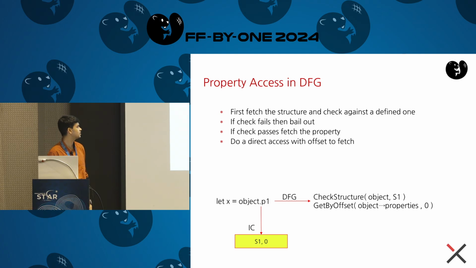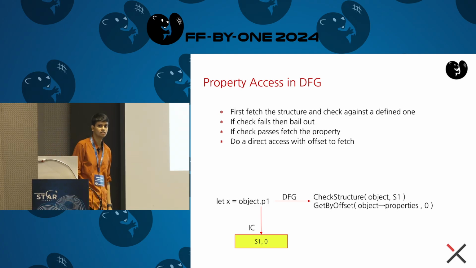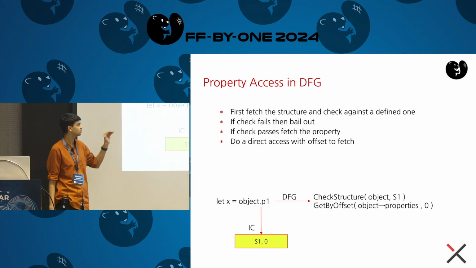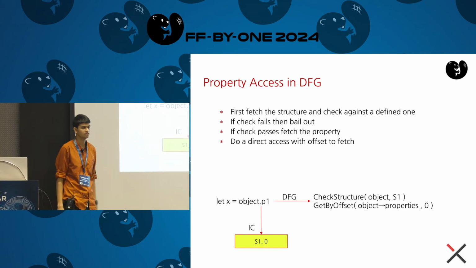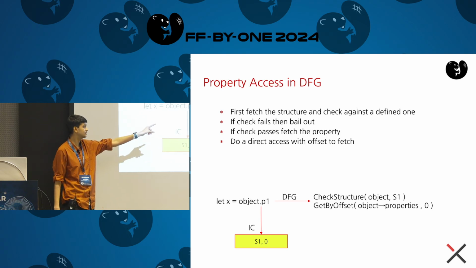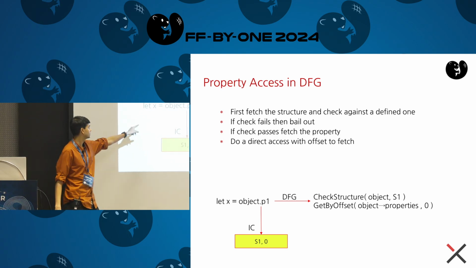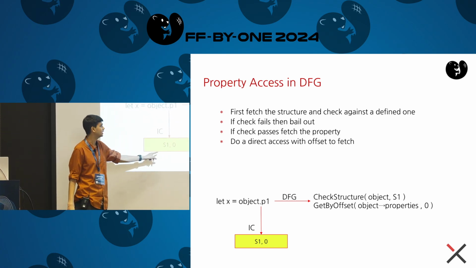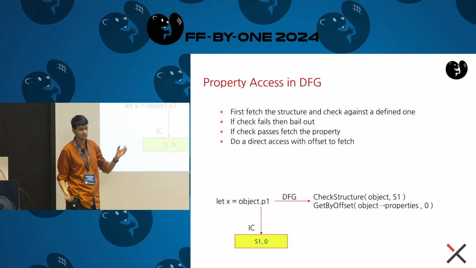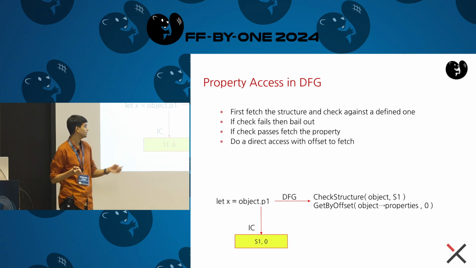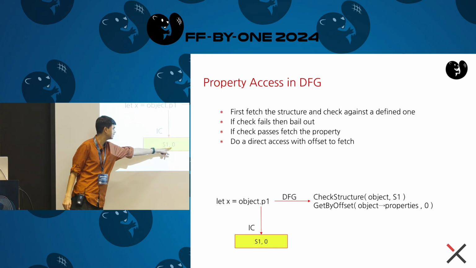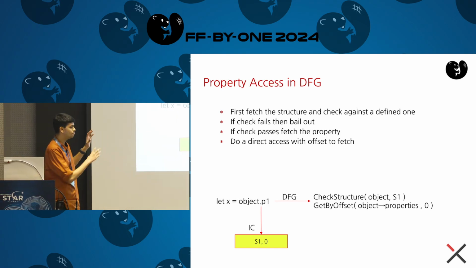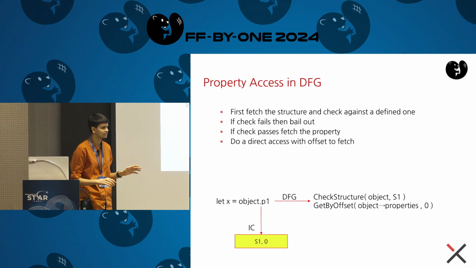So when DFG tries to optimize this, it splits it into two opcodes. One is the check structure and one is the get by offset. The check structure checks the structure of this object with S1. Where did it get S1 from? It read it from the cache. And the get by offset fetches the actual property from offset 0. Where did it get the 0 from? The cache. So DFG basically bakes the inline cache into the IR.